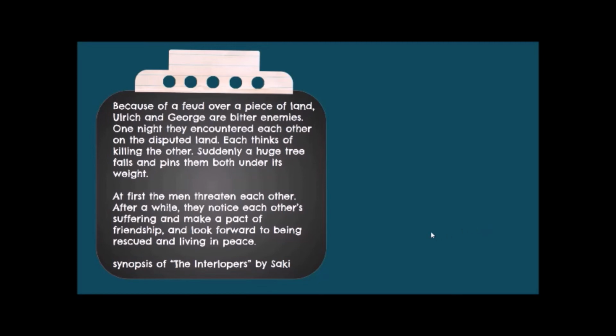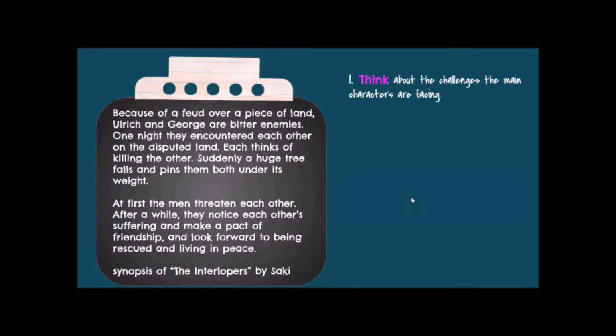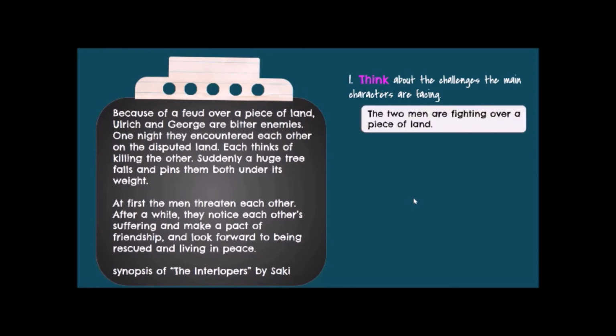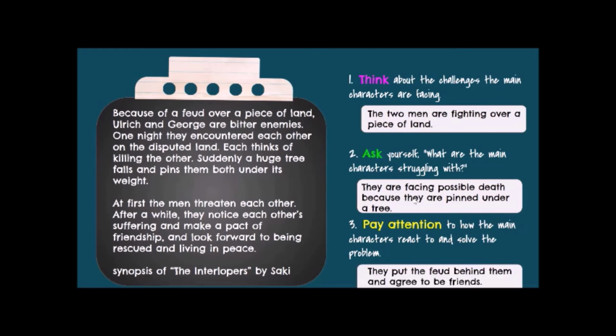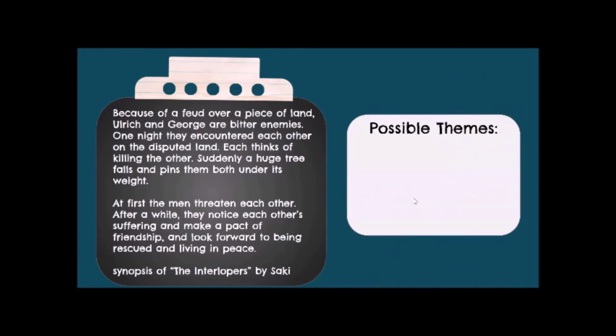Let's think about the challenges that the main characters are facing. Well, the 2 men are fighting over a piece of land. Let's ask ourselves, what are the main characters struggling with? Well, they're struggling because they are facing possible death because they're pinned underneath that tree. And then we're going to pay attention to how they react and solve the problems. And remember, the way they solve their problem is they agree to put the feud behind them and to be friends. So what are some possible themes that we can draw from this piece of text?